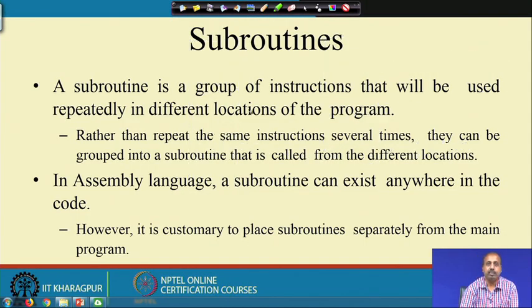Rather than repeating the same instruction several times, they are grouped together into one subroutine and called from several locations. In assembly language, a subroutine can exist anywhere in the code. Though in my example I have shown the subroutine to be at the end, it is not necessary. You can put the subroutine at any place. It does not put any restriction in assembly language programs. There is no restriction, but for readability purposes, they should be put separately from the main program. Otherwise, readability becomes a problem.